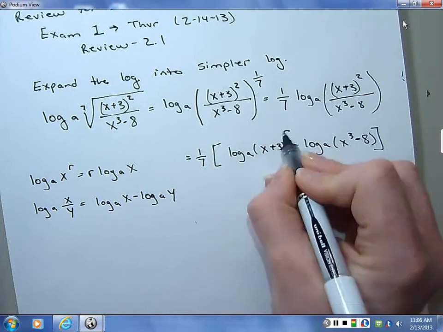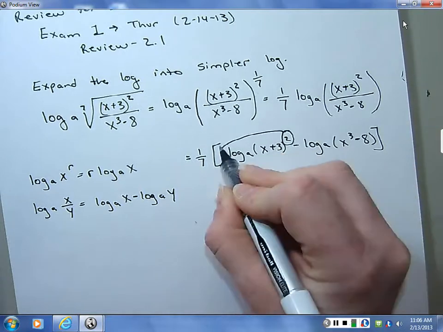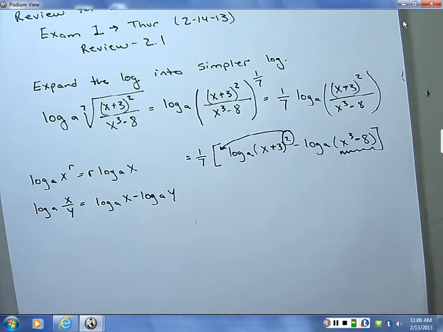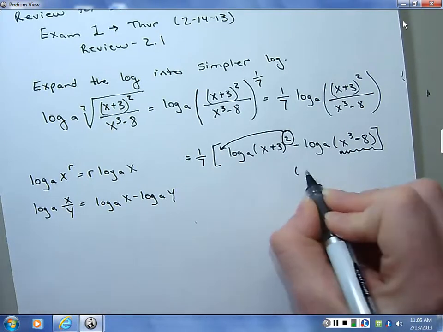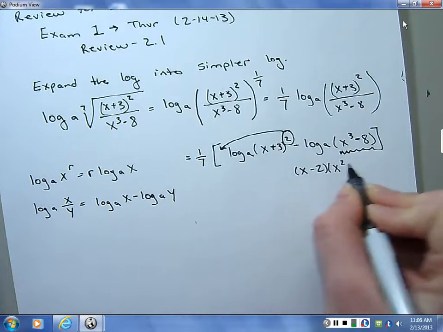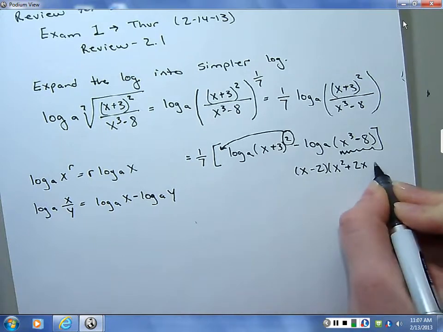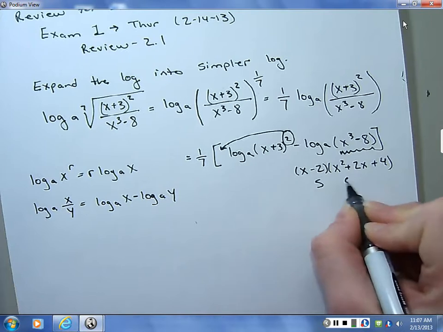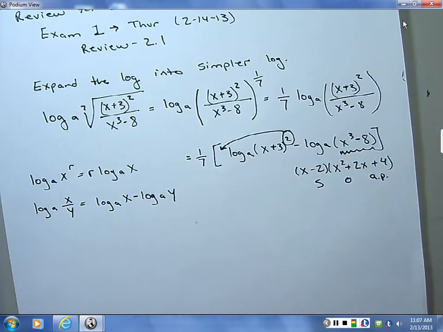I can simplify this more by bringing down the 2. Here, I can factor this. X cubed minus 8, you guys, difference of cubes. So I can factor it as x minus 2 times x squared plus 2x plus 4. Right? Remember SOAP? Same, opposite, always positive as far as the signs go.